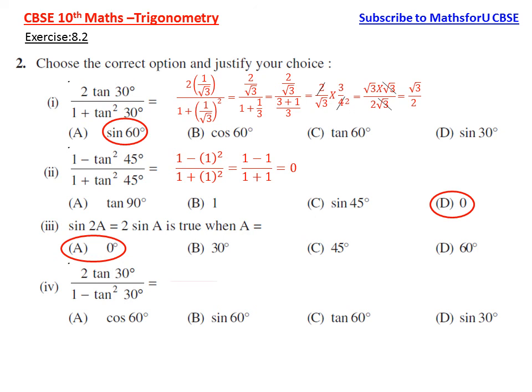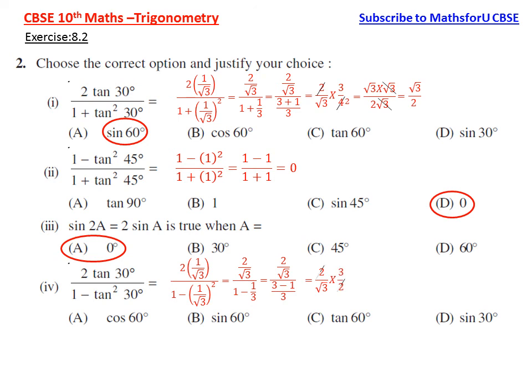Now we will put the value for the fourth one. 2 into 1 by root 3 divided by 1 minus (1 by root 3) square. So we get 2 by root 3 divided by 1 minus 1 by 3, which means 2 by root 3 divided by (3 minus 1) by 3. 3 minus 1 means 2 by 3. Now here 2 by root 3, reciprocate the denominator and multiply it, so 3 by 2.